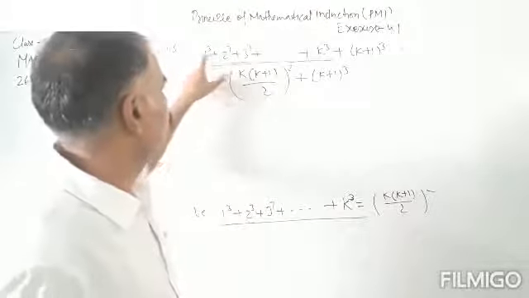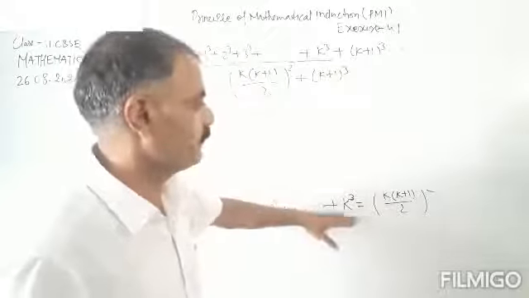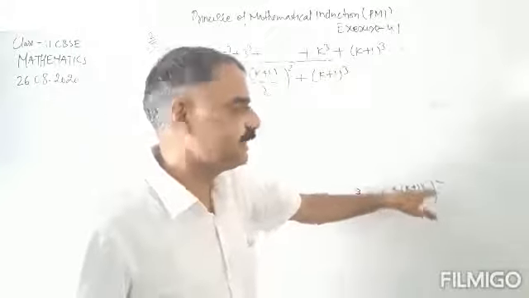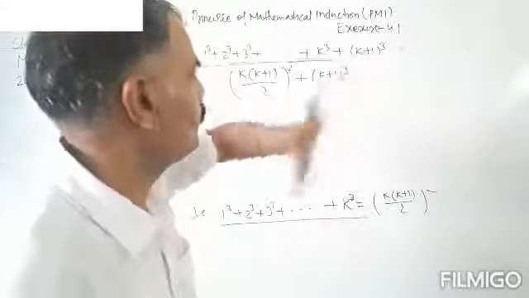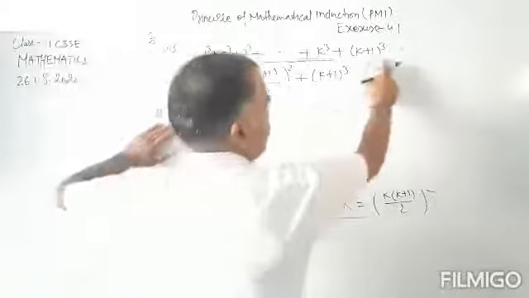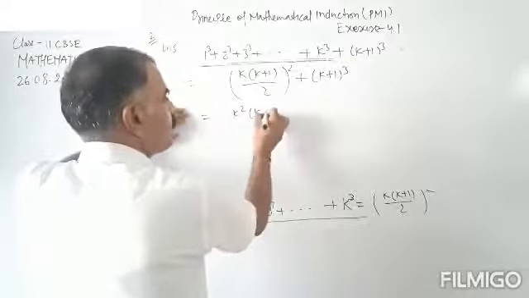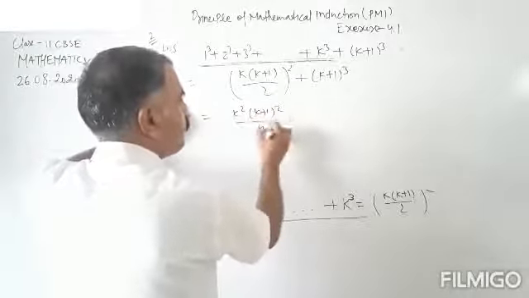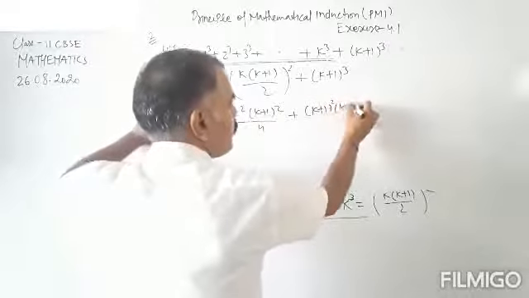We will use 1 cube plus 2 cube plus 3 cube plus up to k cube from the assumption, equals k into k plus 1 by 2 whole square, plus k plus 1 cube. This is the step. So now this is equal to k square upon 4 times k plus 1 square, plus k plus 1 square into k plus 1.